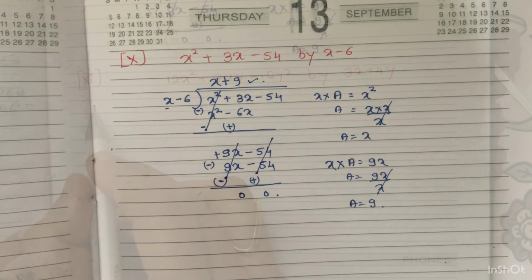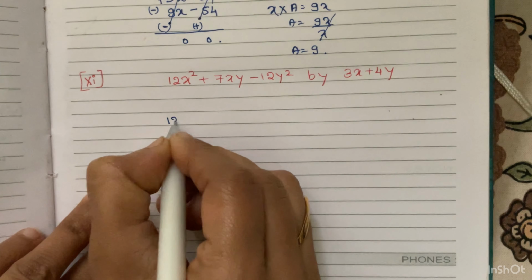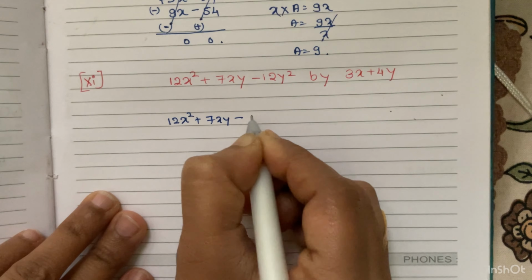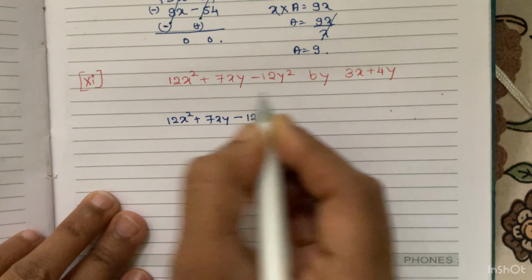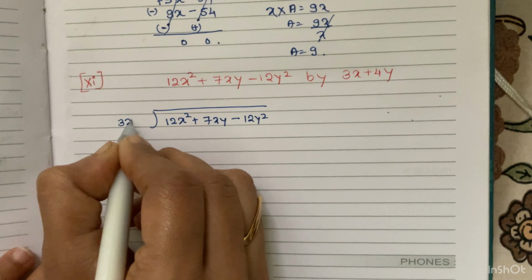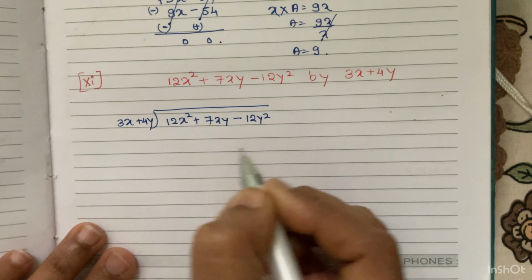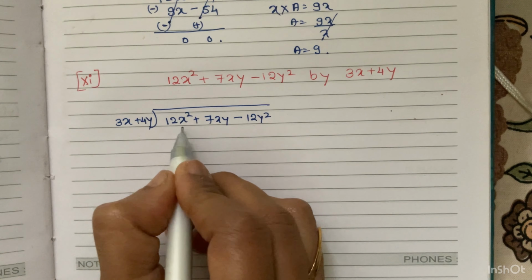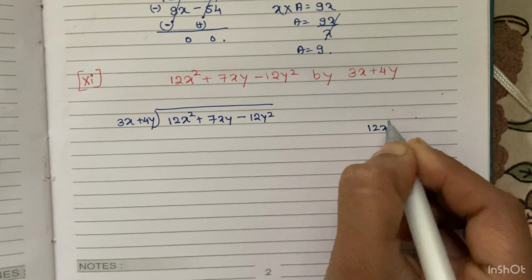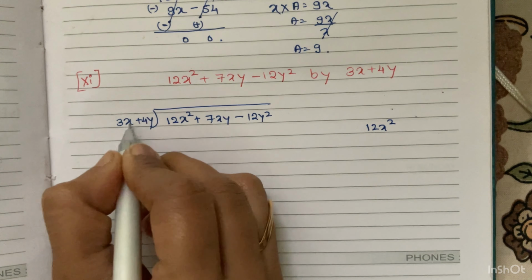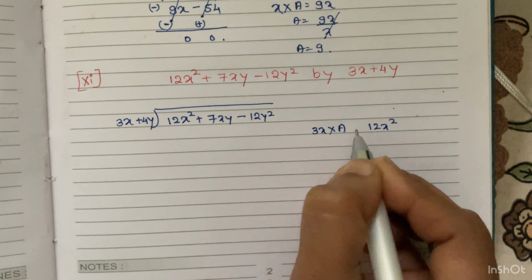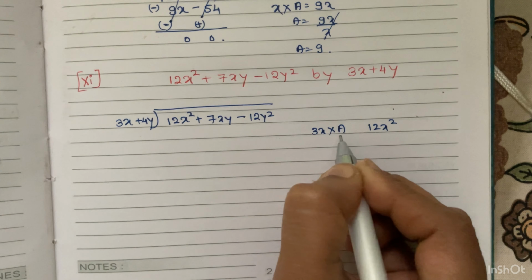Okay. Question number 11. Here we need to divide 12x square plus 7xy minus 12y square by 3x plus 4y. Now we have to look at the first term of this polynomial. What is that? That is 12x square. Okay, now we have to consider this term here. Now here we have to multiply by one number. That number we don't know. I'm considering here as a.